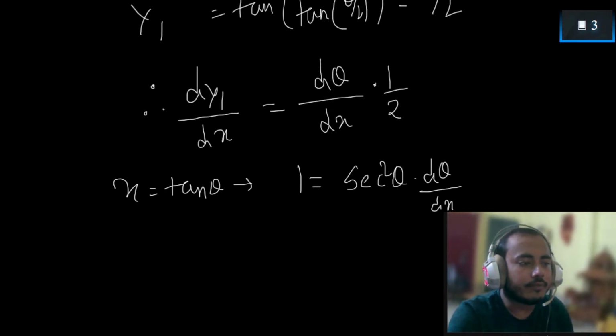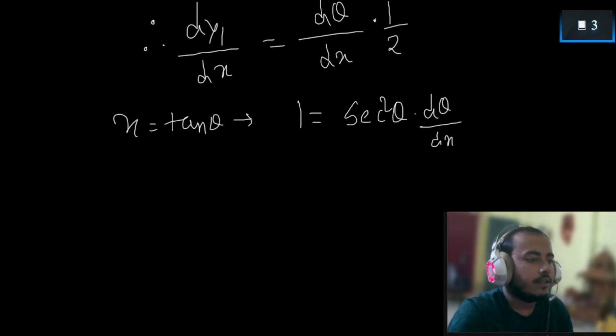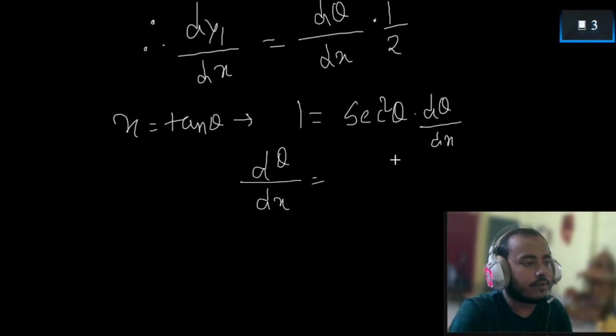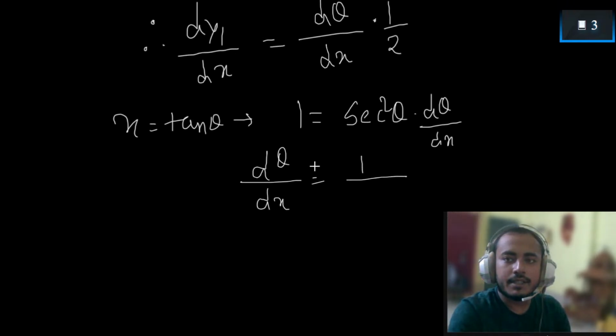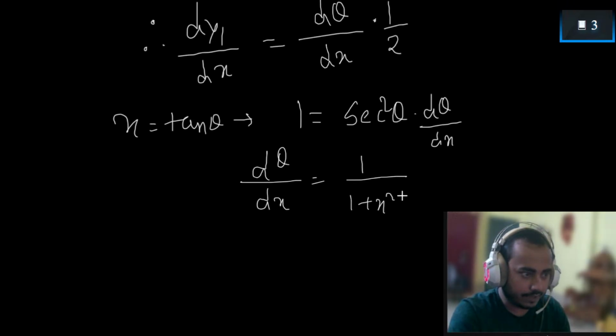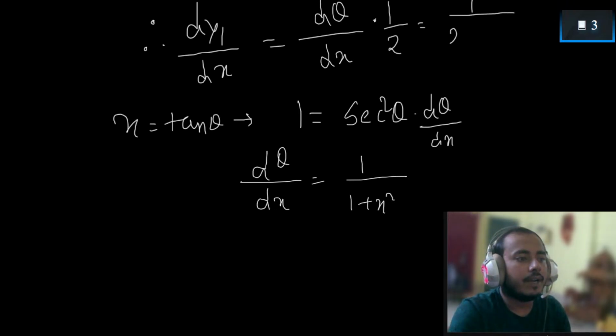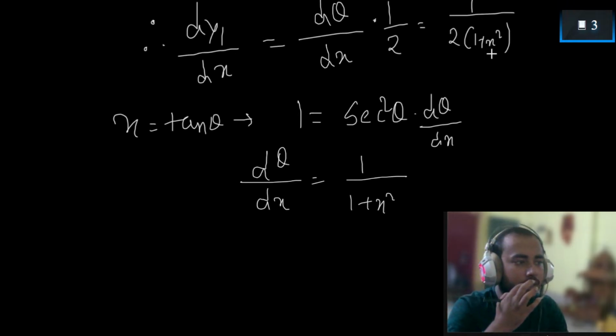Okay, so let's finish this problem. d theta by dx is simply 1 by sec square theta, and 1 by sec square theta means 1 by 1 plus tan square theta, which is basically 1 by 1 plus x square. So our dy by dx simply becomes 1 by 2 times 1 plus x square. Okay, this is your basic expression.